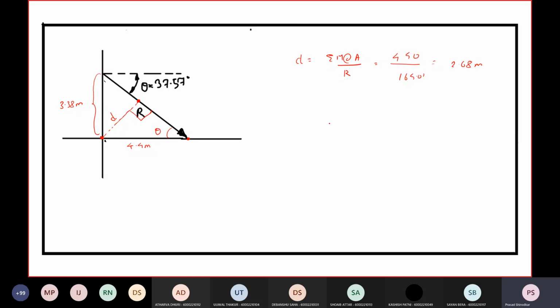So I can find out d by using sine theta is equal to d divided by x intercept. That is equal to d divided by 4.4. So d is 4.4 times sine theta. So substitute the value of sine theta and let's check if you are getting the same answer.